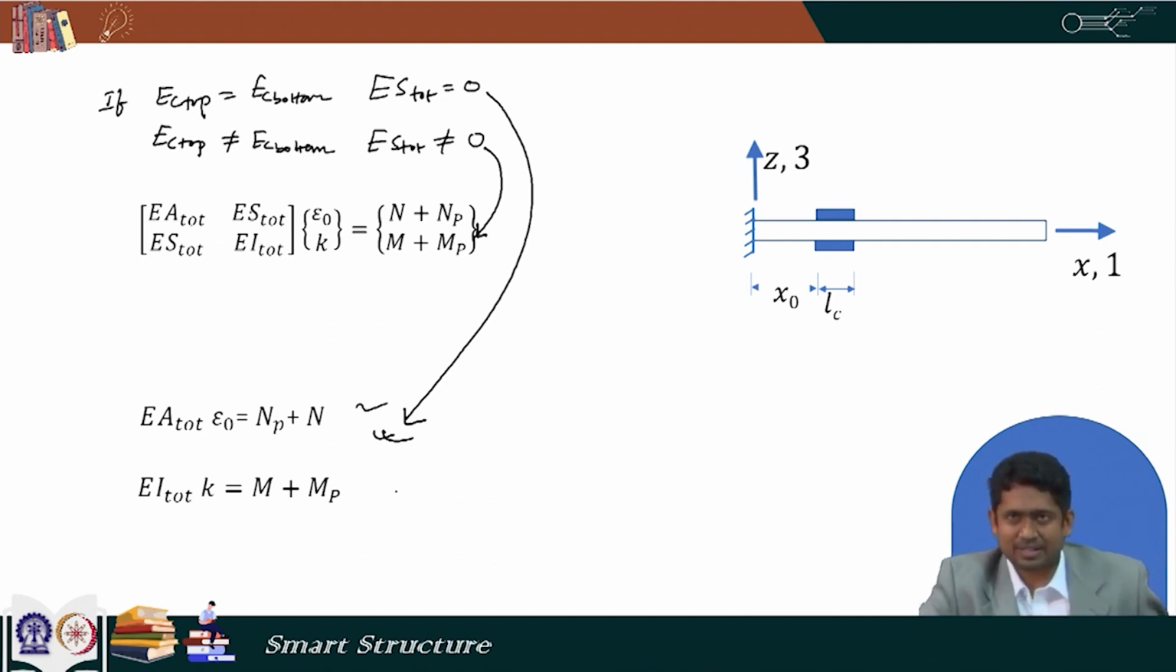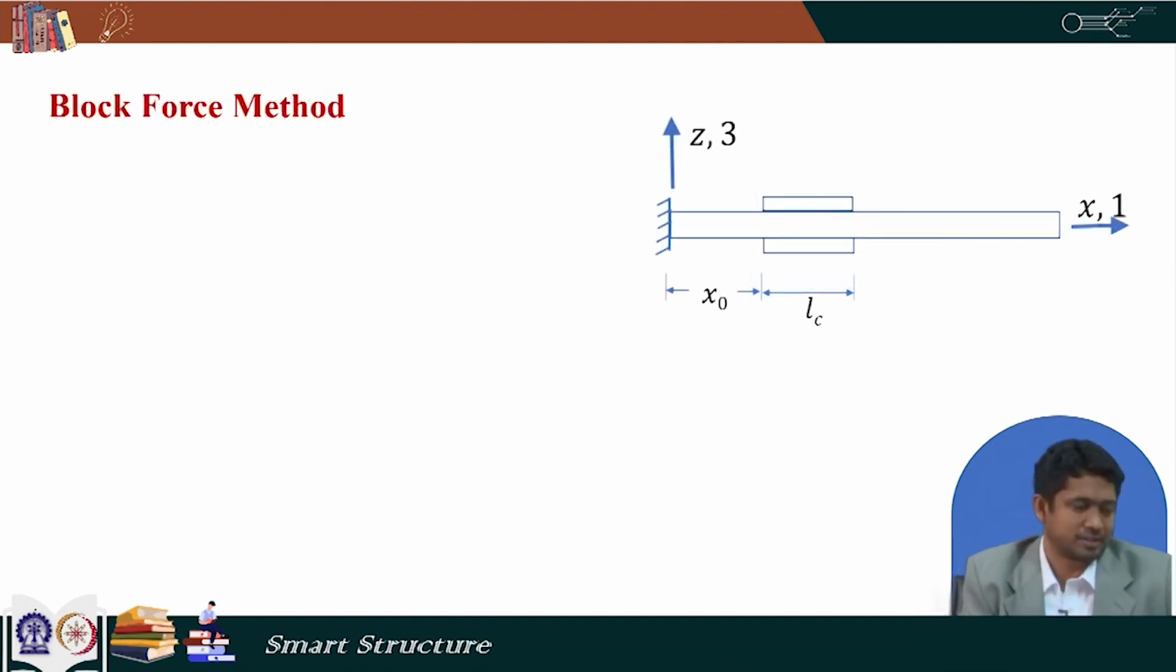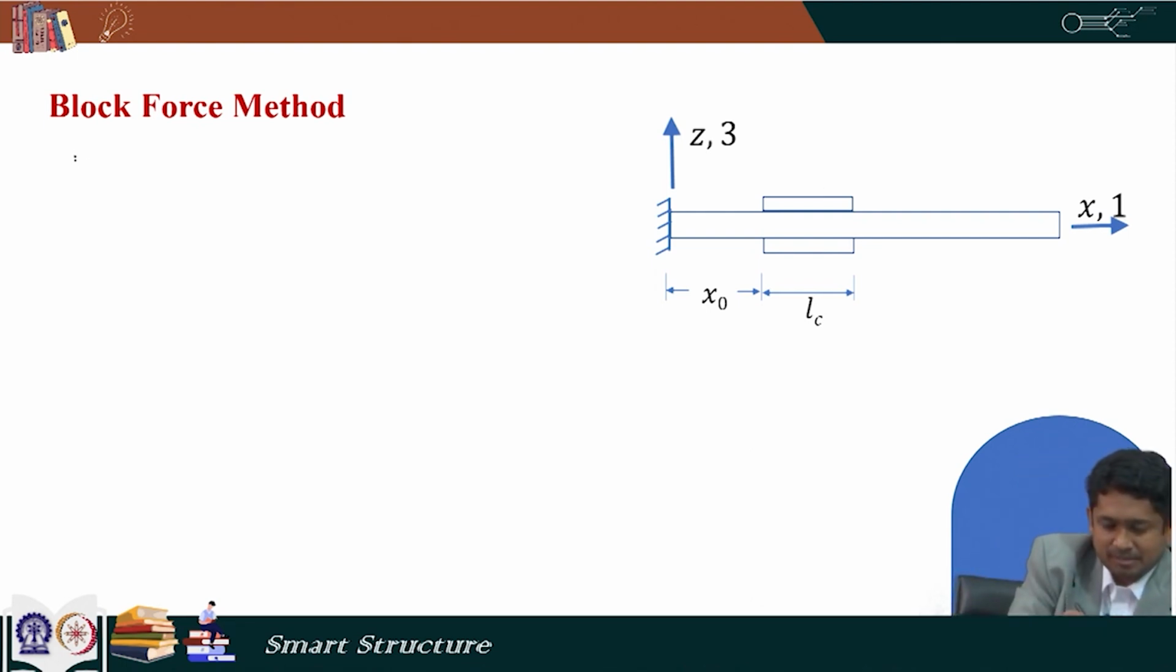So, with that our static analysis under induced strain for one dimensional cases using the Euler-Bernoulli beam technique is finished. Now, we will go to a next technique called the block force space method. Block force space method is a very approximate method, it is highly approximate, and it has some more assumptions.